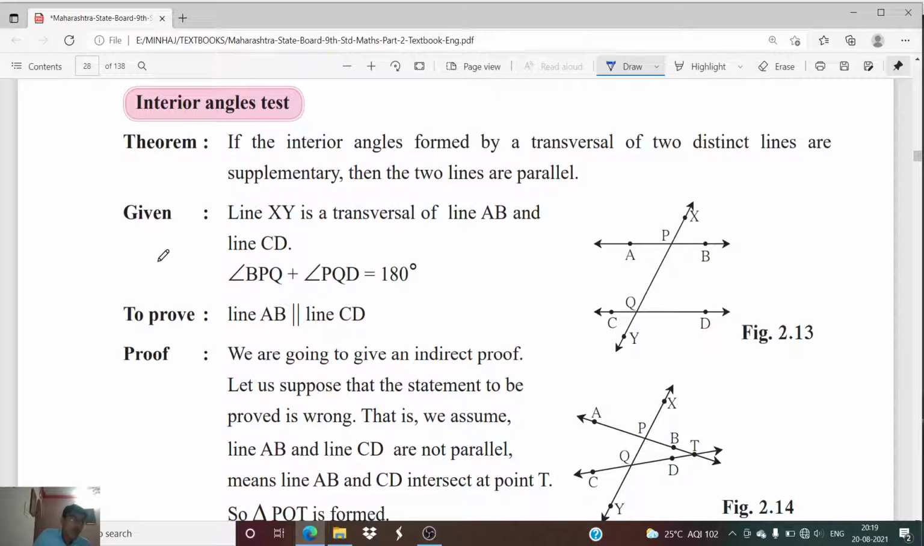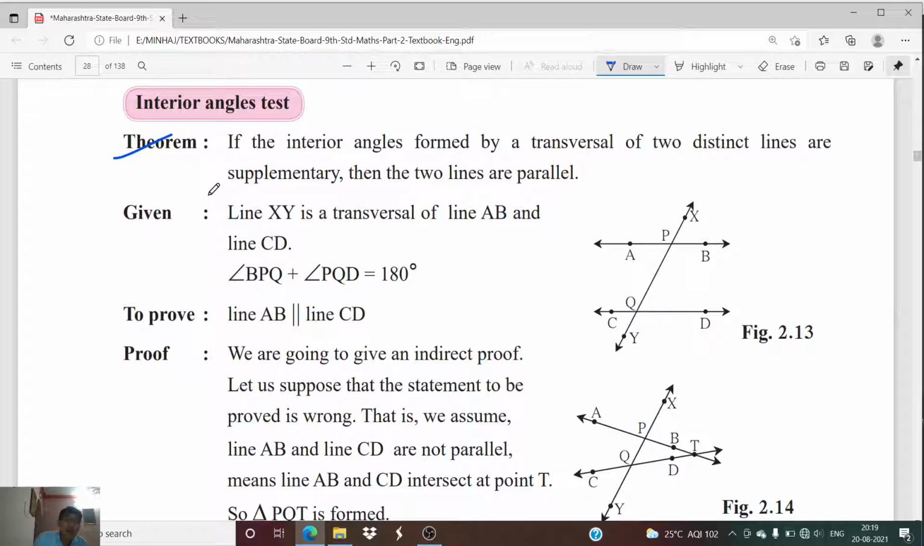We know whenever two lines are parallel to each other and a transversal is passing through them, the interior angles are going to be supplementary. So by using that property we are going to prove this theorem. What is the statement of the theorem? If the interior angles formed by a transversal of two distinct lines are supplementary, then the two lines are parallel. So if there are two distinct lines and a transversal is crossing them, and the sum of the interior angles is supplementary, then both the lines are parallel. We have to prove this.